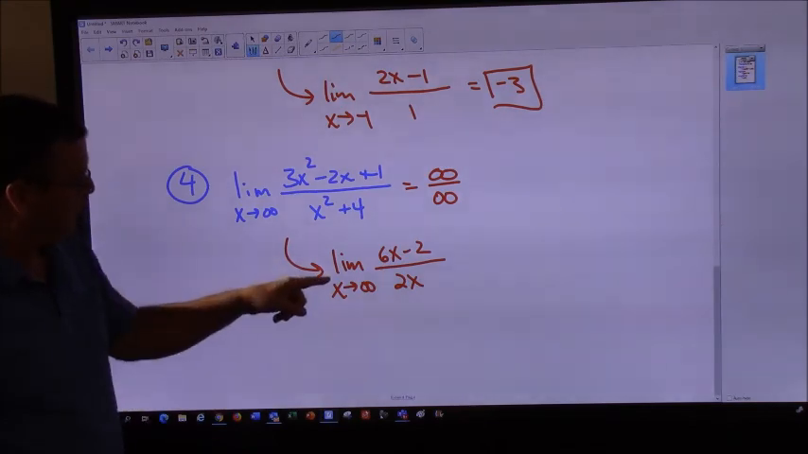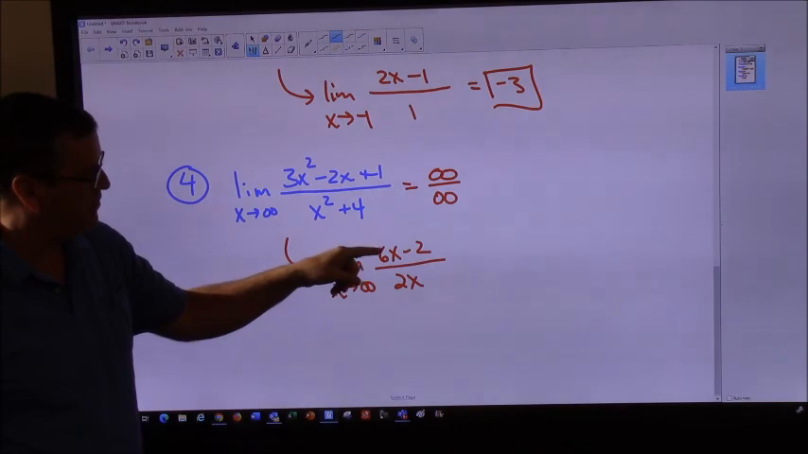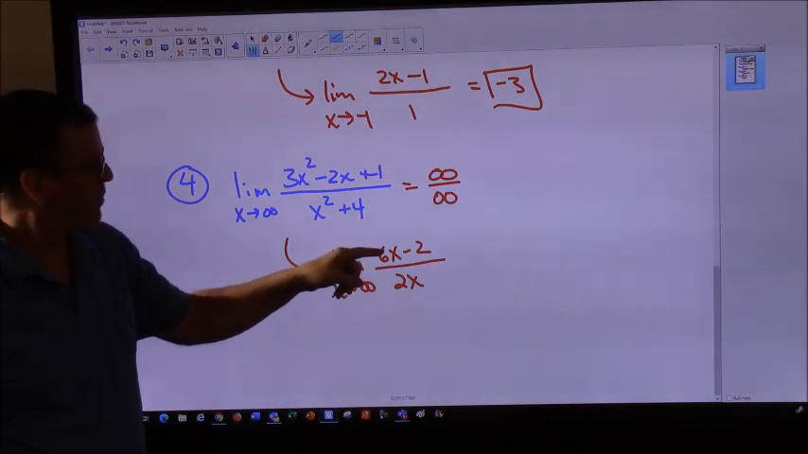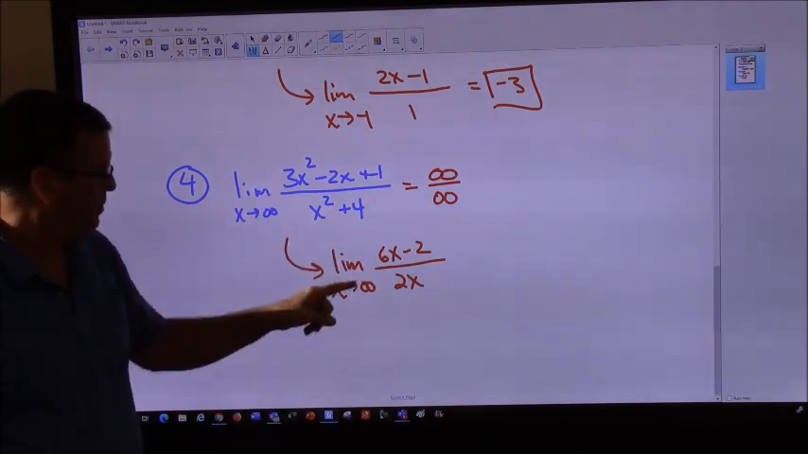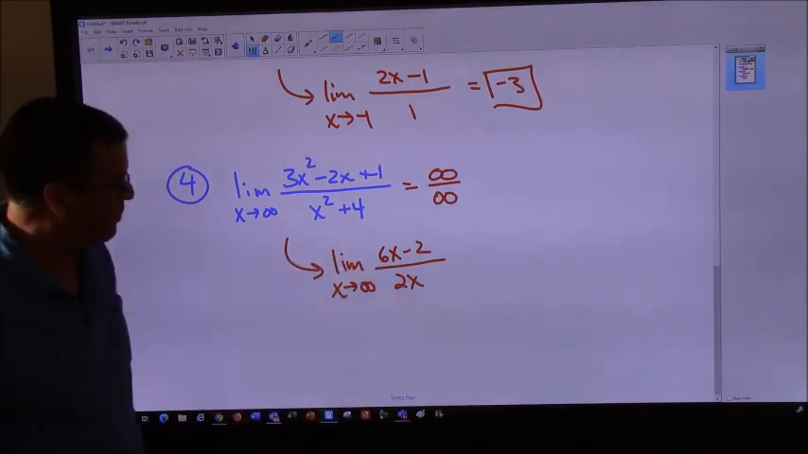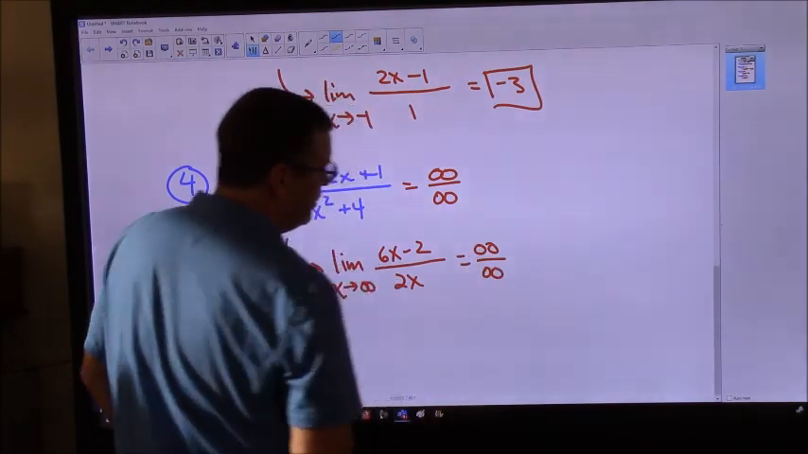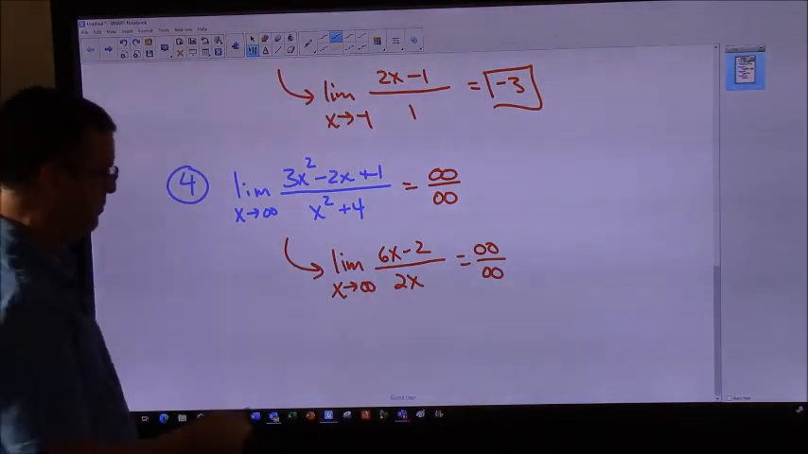And so if I do the limit again, I'm going to plug in infinity here. 6 times infinity, really big number, minus 2, still a really big number. And here I've got 2 times infinity, so a really big number. So it looks like infinity over infinity again. So I need to do L'Hopital's rule again.